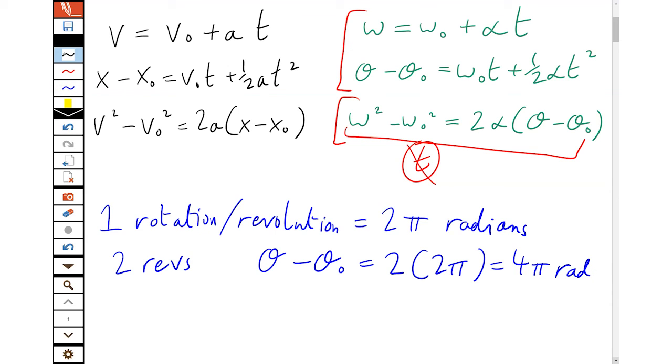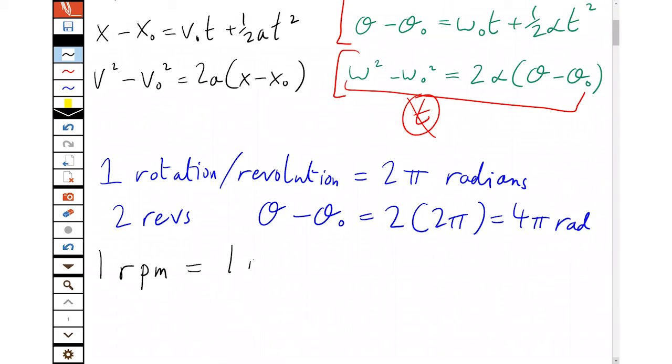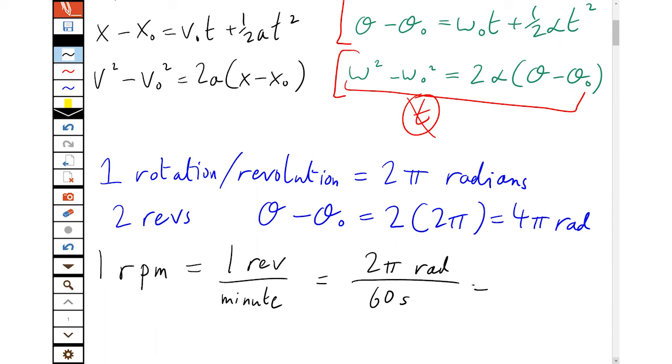One thing that occasionally comes up is the revolution per minute, or RPM. And you just convert that at the start of the problem. So 1 revolution per minute is 2 pi radians over 60 seconds. So that's pi over 30 radians per second. And now that's angular velocity in a unit we can use.